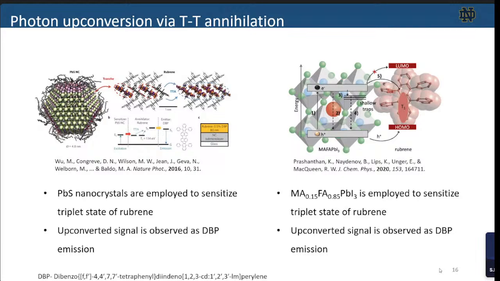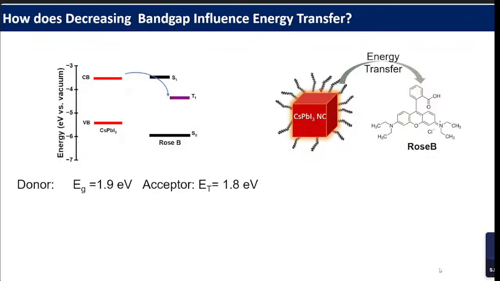So again, in these cases, they use lead sulfide nanocrystals to sensitize the triplet state, or they also use the PbI3 methylammonium lead iodide. And the idea here is they are trying to generate this rubrene triplet, and they say that through that one they can capture the upconversion. So now the question is, what happens if you decrease the band gap again?